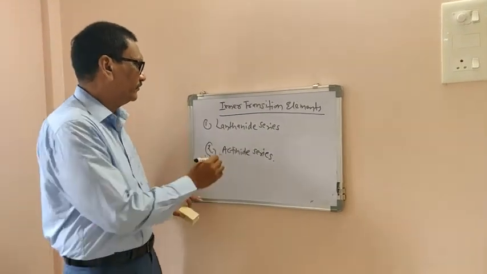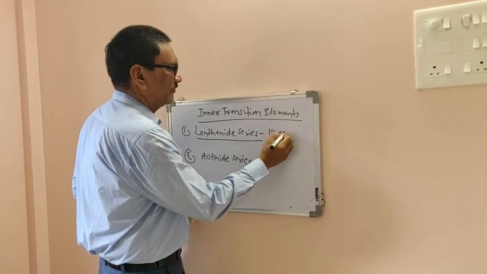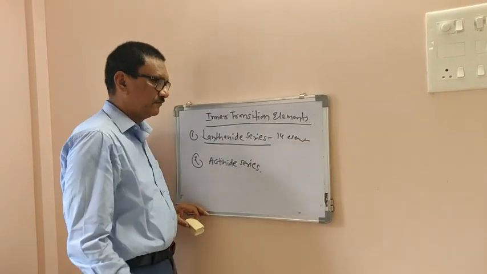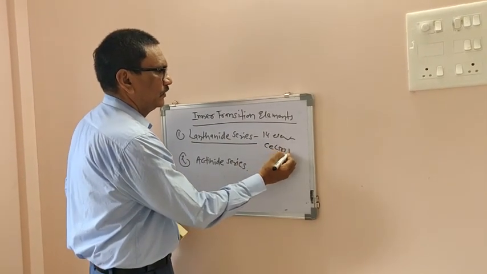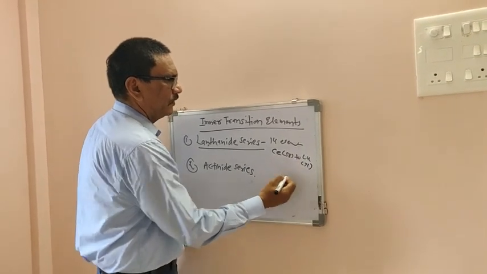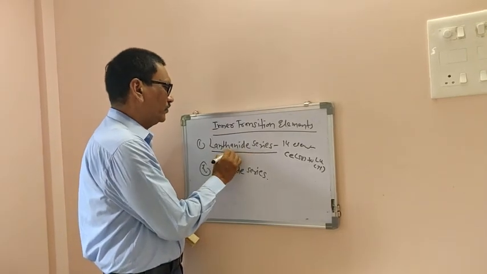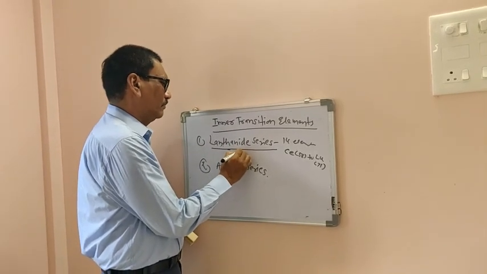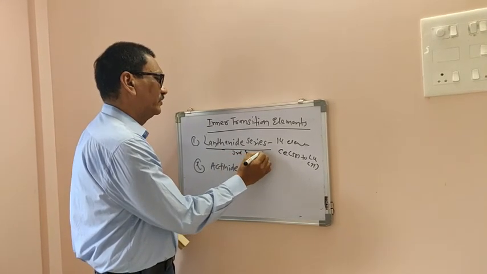Now the lanthanide series constitutes 14 elements. Which 14 elements? Starting from cerium, atomic number 58, to atomic number 71, that is lutetium. So what is the position? It belongs to the third group and sixth period.